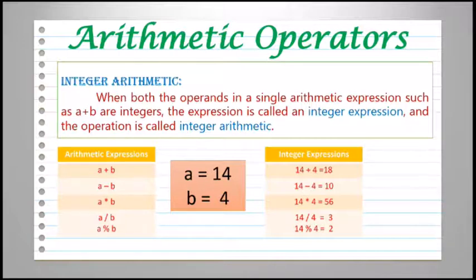Then for multiplication, 14 into 4, that is 56. Next, division, that is 14 divided by 4, that is 3. And last, 14 mod 4, that is 2. During integer division, the fractional part will be removed, and in modulo division, you will get the remainder of the division.